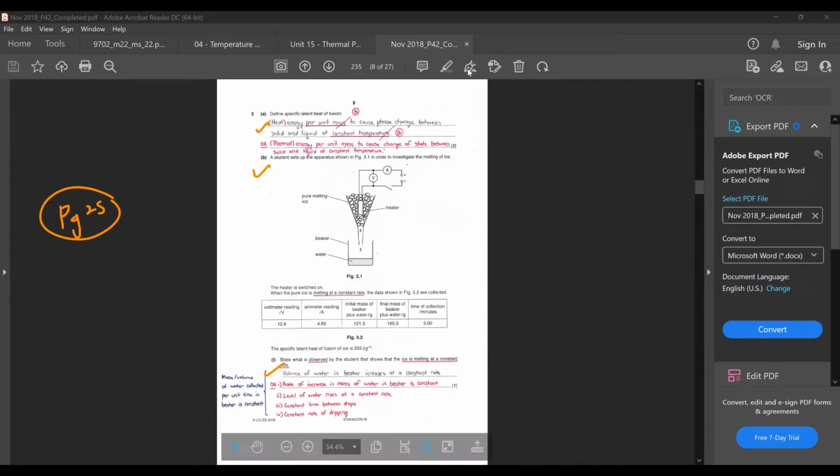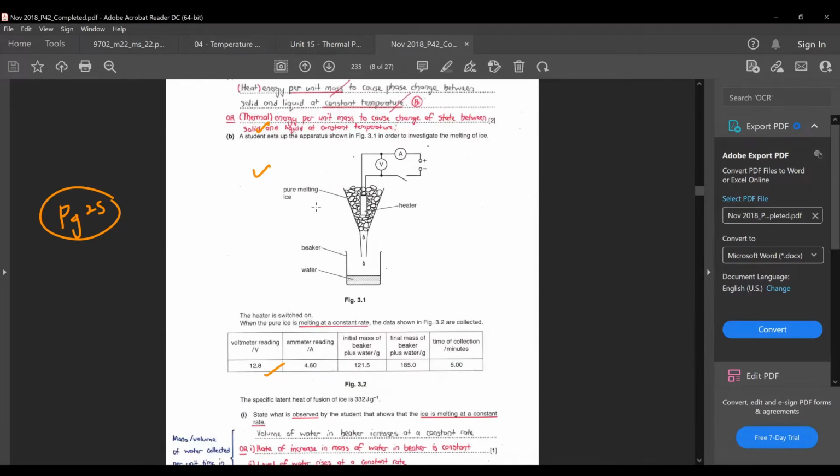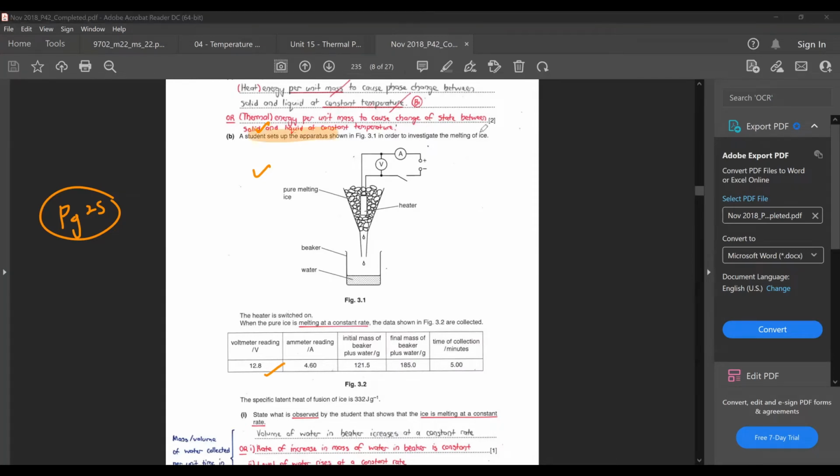Okay, right, before we go to the question, let's just recap a little on what the question was actually about. Here they tell you that a student is setting up an apparatus as shown in the figure below to investigate the melting of ice. They tell you that the heater is switched on, and then when the pure ice is melting at a constant rate, the data in the figure below is shown. You have the voltmeter reading of 12.8, you have an ammeter reading of 4.6, you have the initial mass of the beaker plus water as 121.5, and the final mass of the beaker plus water as 185. And then after that, the time of collection was actually 5 minutes.